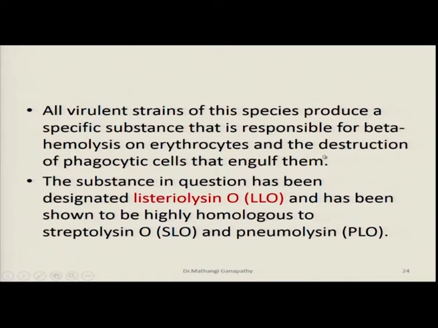And all the virulent strains of this organism produce a substance, a hemolysin, that is responsible for beta hemolysis on erythrocytes. And this hemolysin is also capable of destroying the phagocytes that engulf them. See, when a human body detects a pathogen, the immune system's phagocytes can go and gulp them and destroy them. But here, the hemolysin which is secreted by the organism will destroy the phagocyte. The hemolysin secreted by Listeria is called Listeriolysin O, LLO, and this Listeriolysin O has been shown to be homologous to Streptolysin O, which is secreted by Streptococcus, and the Pneumolysin, which is again secreted by Pneumococcus.